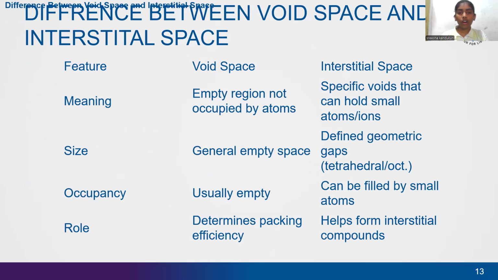So we all know that void space, in size or occupancy, is completely empty. Whereas interstitial space has some geometric gaps and shapes, and it can also be filled by small atoms. So these are the main differences between void space and interstitial space.